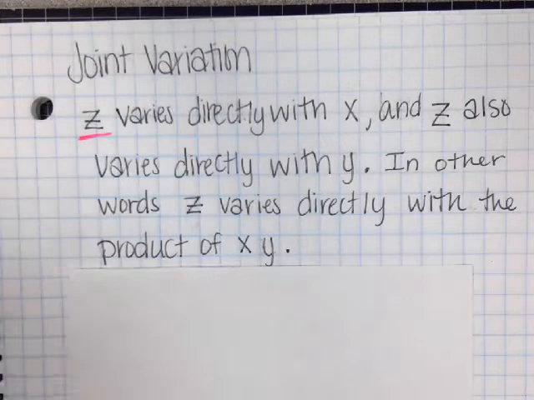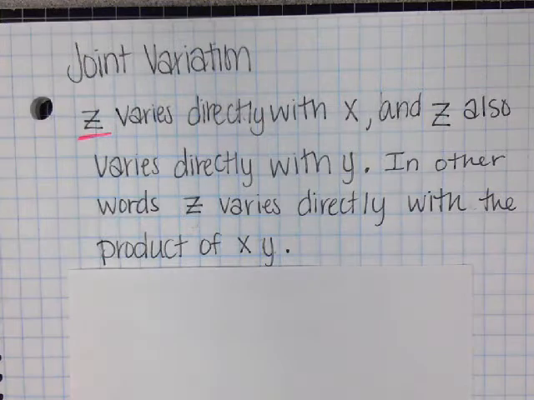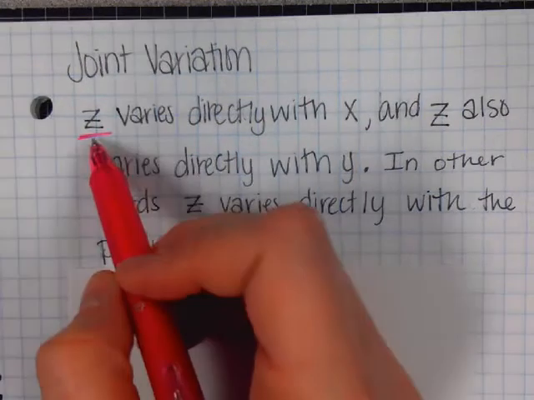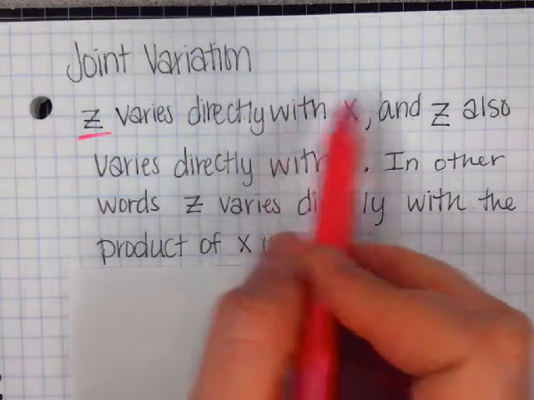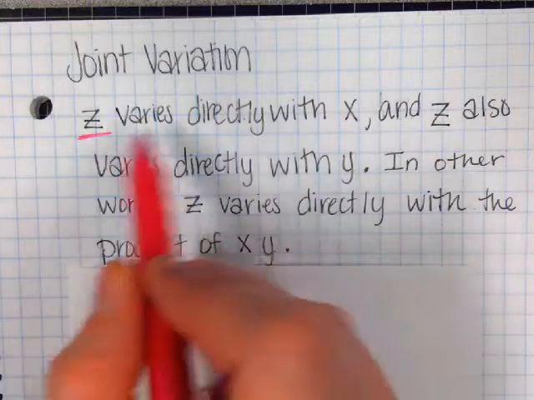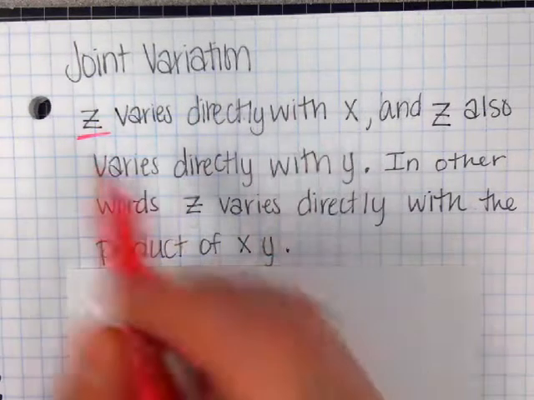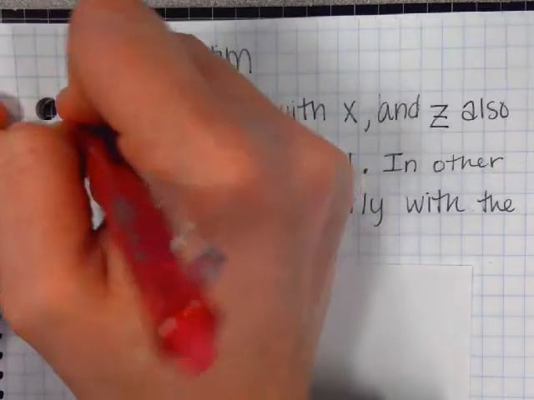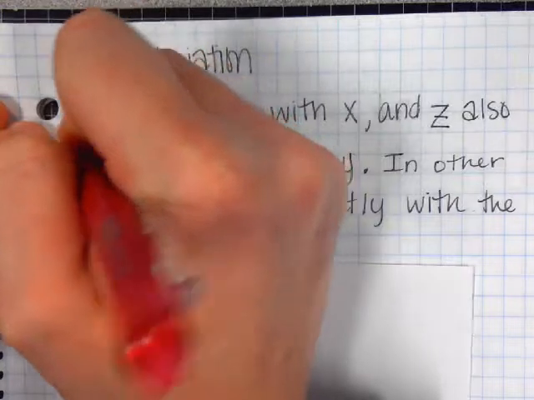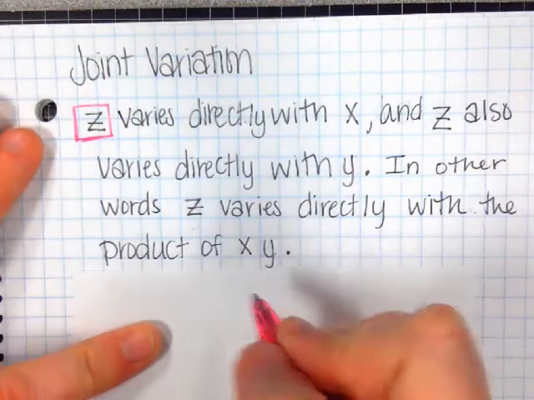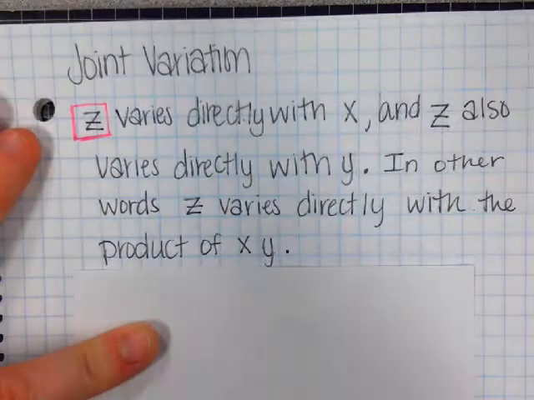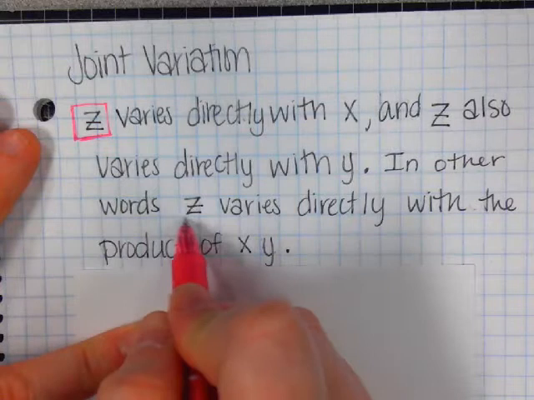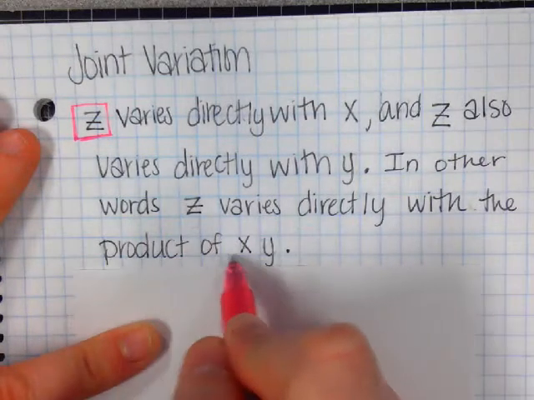On all of the inverse and direct variation, it always talked about y varies directly with x, or y inversely varies with x. So whichever letter it talks about saying varies directly, that's what needs to go first in this equation that I'm about to show you. So z varies directly with the product of x and y.